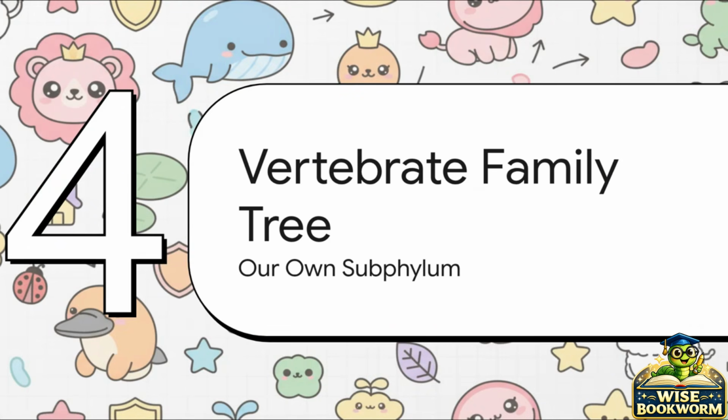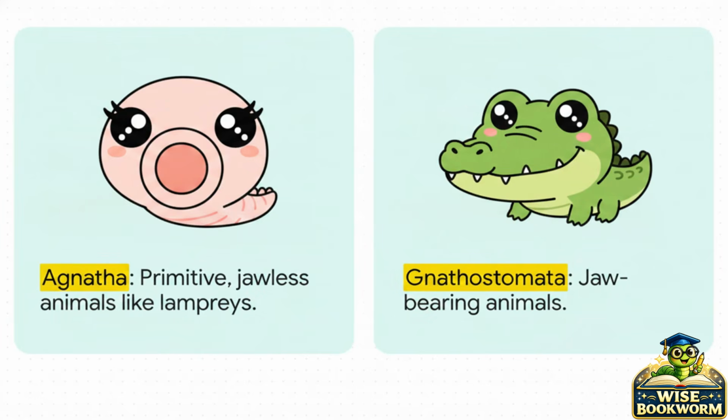Section 5. The Vertebrate Family Tree. Now, within the chordates sits our own subphylum, the Vertebrata, where that soft embryonic notochord is crucially replaced by a sturdy cartilaginous or bony vertebral column in the adult. Before evolution even started tinkering with limbs, vertebrates actually split based on the mouth.